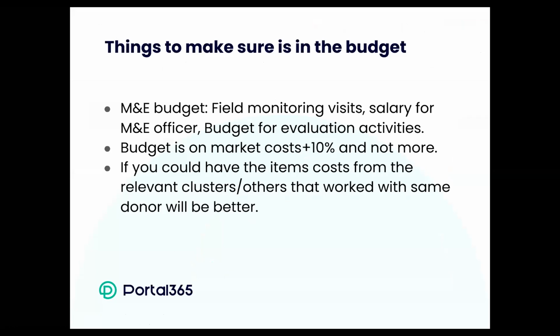I noticed when I was participating as a review committee that we were going through the budget and we were looking for the monitoring and evaluation budget, because some NGOs forgot to have items for monitoring and evaluation. For example, field monitoring visits, salary for M&E officer, budget for evaluation activities, for post-distribution monitoring, if you have a final evaluation for the project or whatever. So you need to make sure that you are covering everything. Also, the budget is on market costs plus not more than 10%. It would be much better if you keep the market costs.